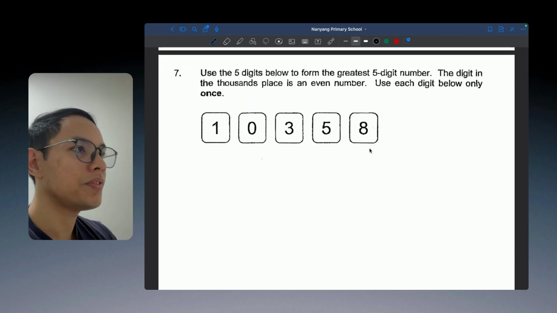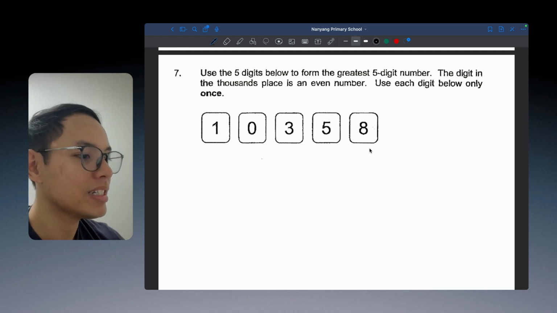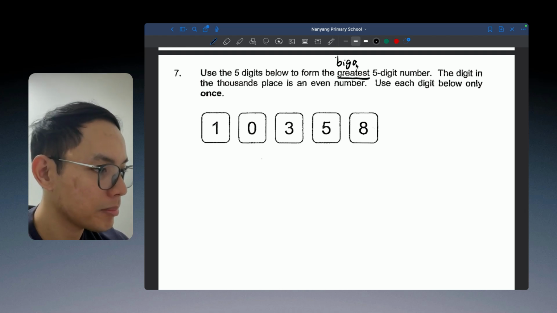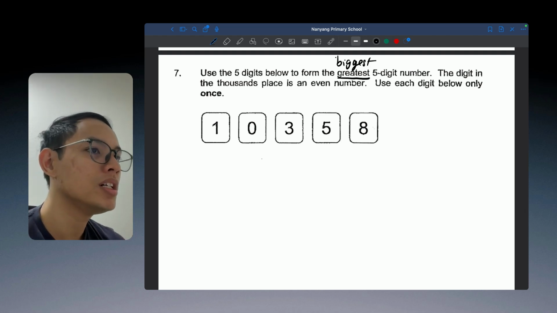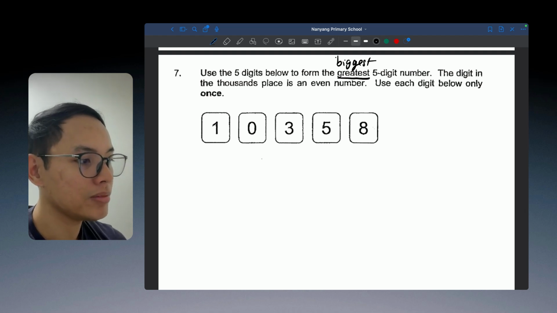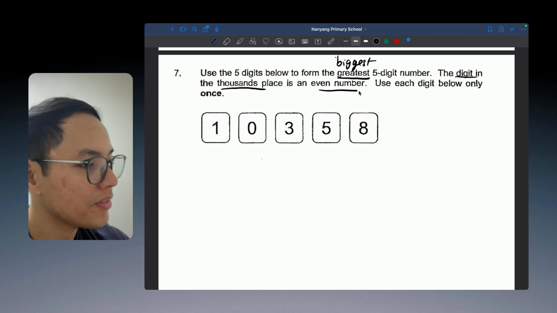Use the 5 digits below to form the greatest 5-digit number. So essentially, we need to get the biggest. Greatest means biggest. Another word for greatest is just biggest. The digit in the thousands place is an even number. So what does this mean? The digit in the thousands place is an even number.